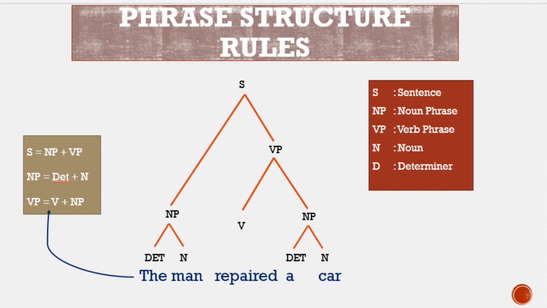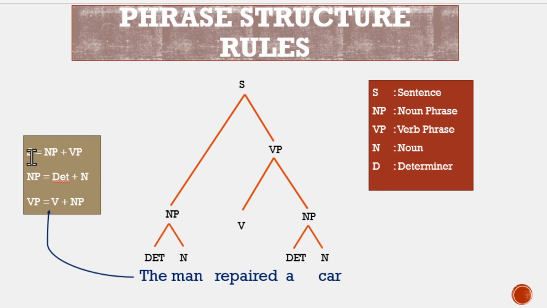In phrase structure rules, Chomsky again made it clearer using labels. So here we have the same sentence, the man repaired a car. Let's look at it. The sentence is divided into a noun phrase and a verb phrase. Repaired a car is the verb phrase. The man is a noun phrase. The verb phrase again has a verb and it also has a noun phrase, which is a car. A is a determiner and car is a noun. The is a determiner and man is a noun.